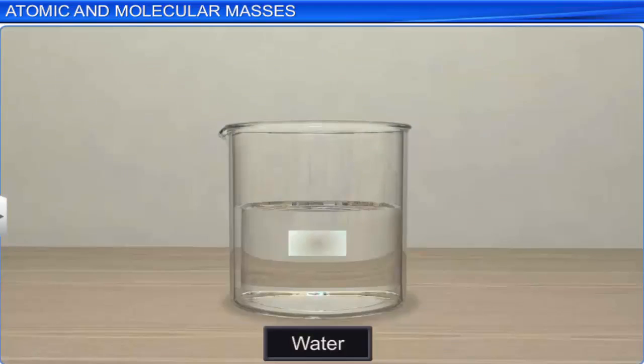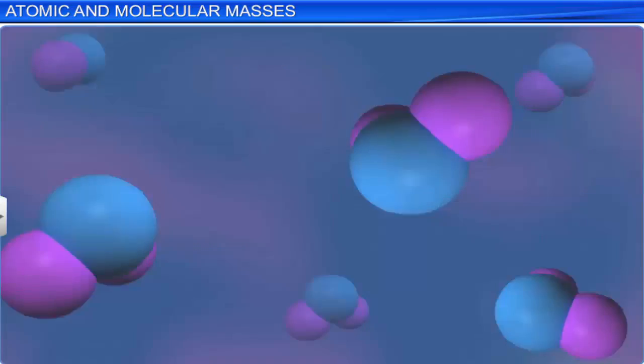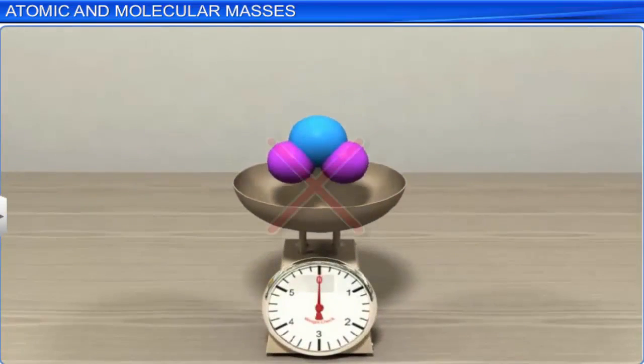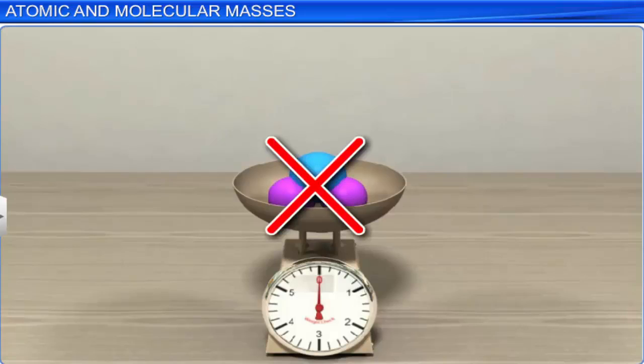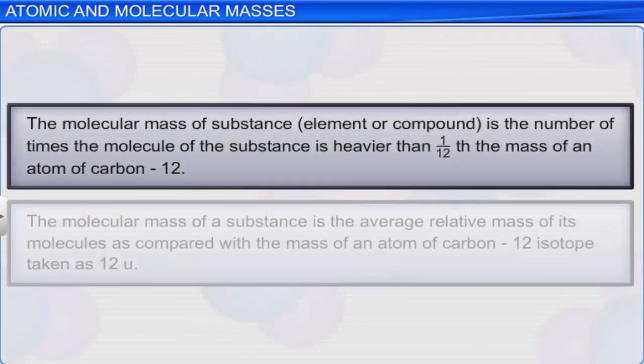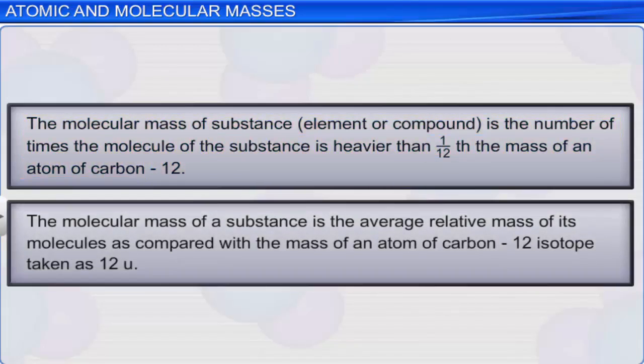Like atoms, molecules are also very small. Hence, their mass cannot be determined by weighing them. Therefore, the molecular mass is determined relative to the mass of a carbon atom taken as 12U. The molecular mass of a substance, element, or compound is the number of times the molecule of the substance is heavier than 1/12 the mass of an atom of carbon-12. In other words, the molecular mass of a substance is the average relative mass of its molecules, as compared with the mass of an atom of carbon-12 isotope taken as 12U.